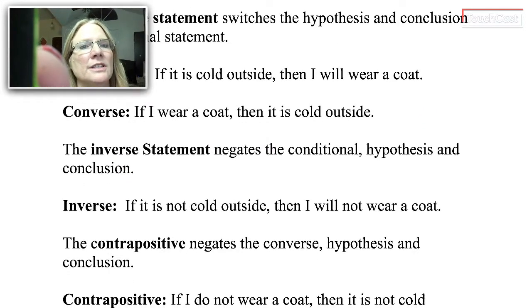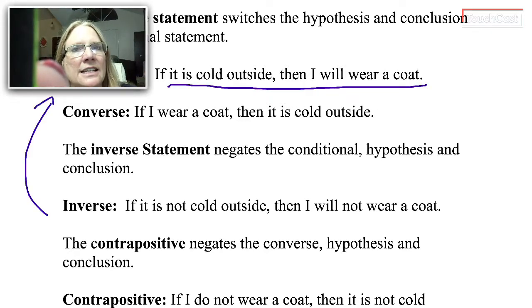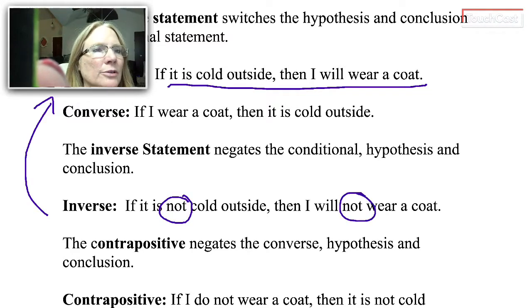So if we want to negate the original statement, which again was "if it is cold outside, then I will wear a coat," the inverse negates the conditional. So it just becomes "if it is not cold outside, then I will not wear a coat."